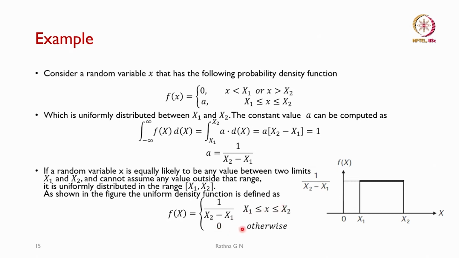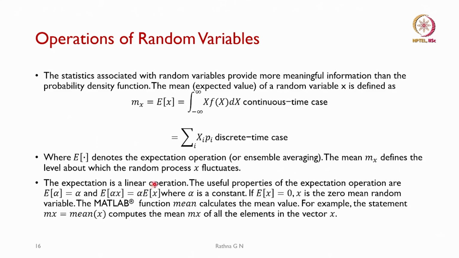So, coming to some of the operations of random variables. The first statistic we will define is the mean, which is nothing but the expected value of x, given by the integral from minus infinity to infinity of x into f of x into dx.